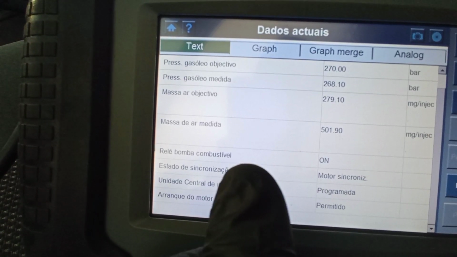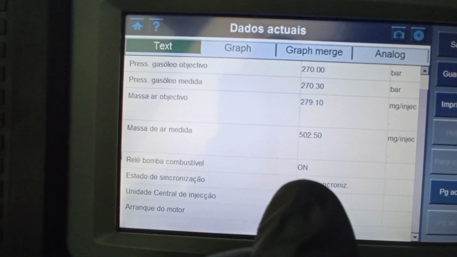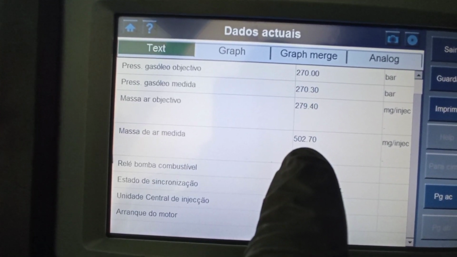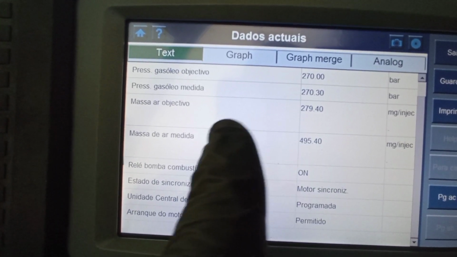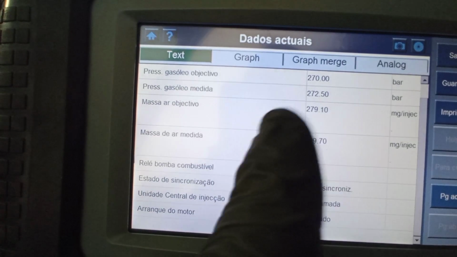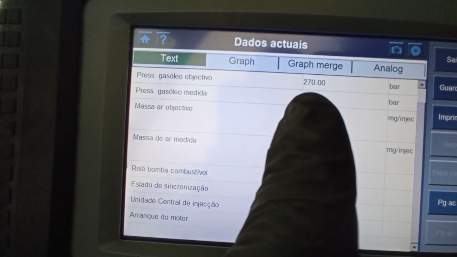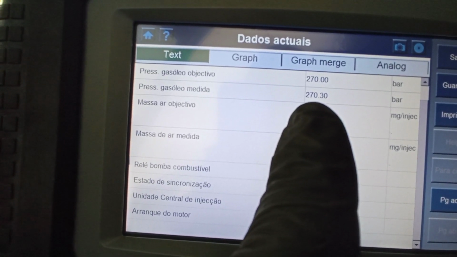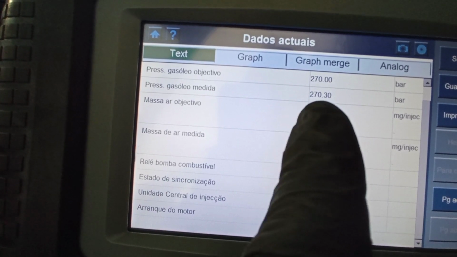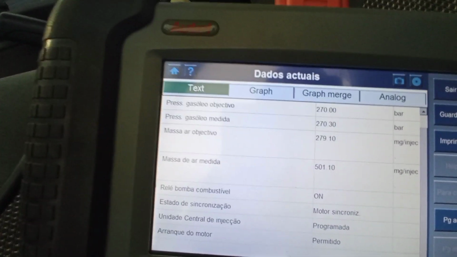Also, the relay of the fuel pump is on, so the car is on, and my airflow is really good, about 500 milligrams per stroke. The objective one is at least 280, okay, very nice. My fuel pressure, the objective is 270, and my real pressure is 270 as well. You may have here 280, 290, 300. It does not matter much for the idle, okay?